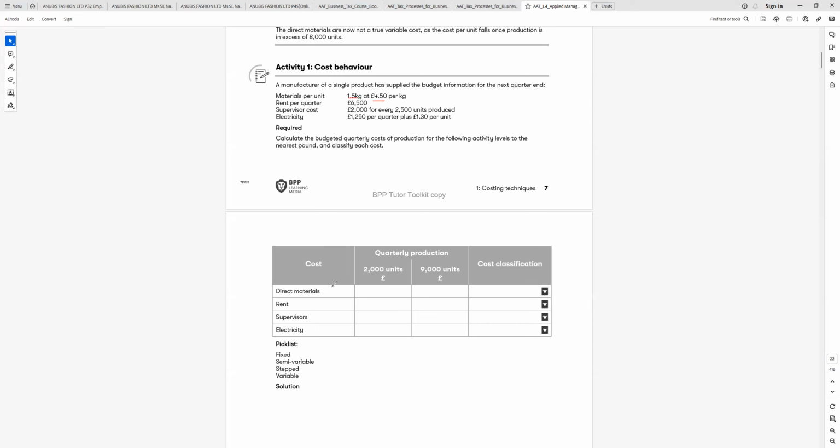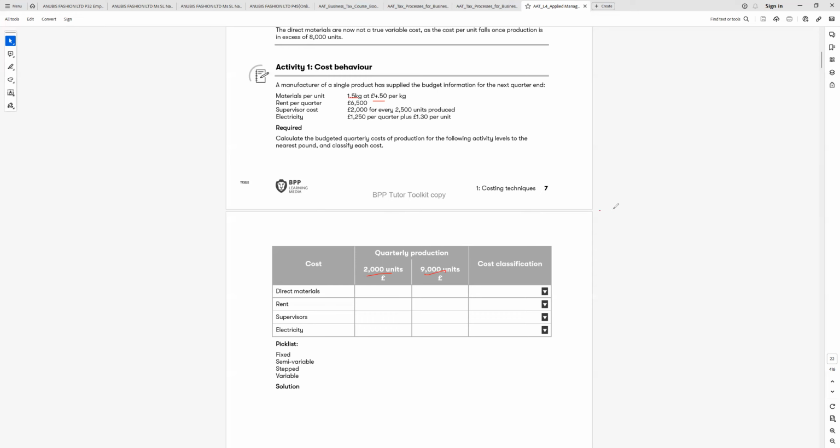Okay, the first one is the direct material. Direct material is always variable cost. If I make more units, I need more material. If I make fewer units, I need less material. Simple as this. So for 2,000 units and 9,000 units, we need to do both.